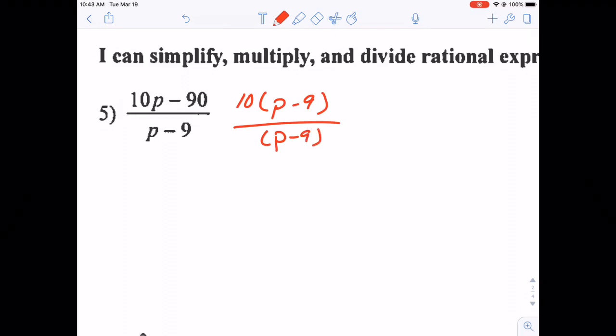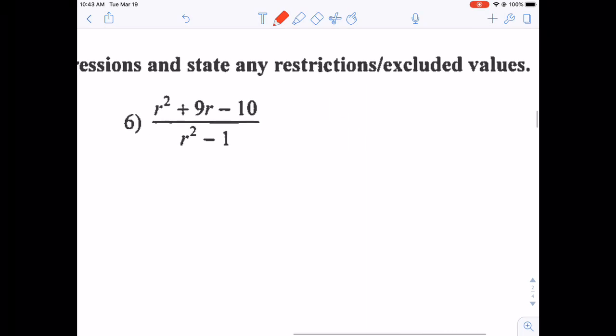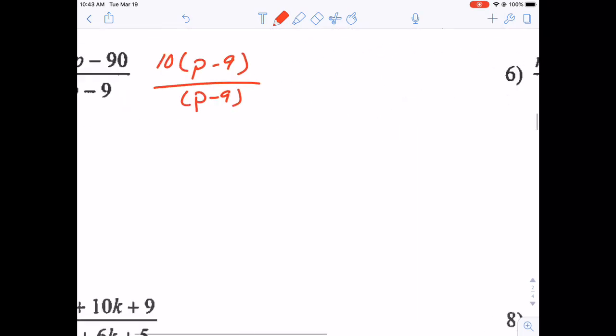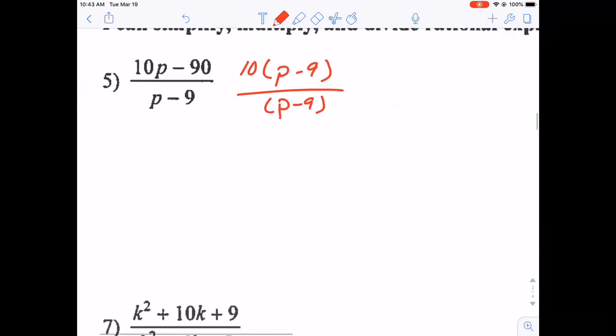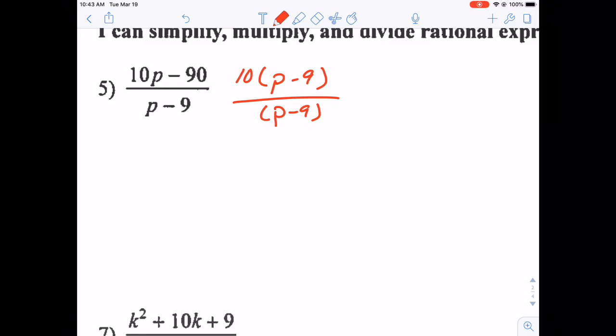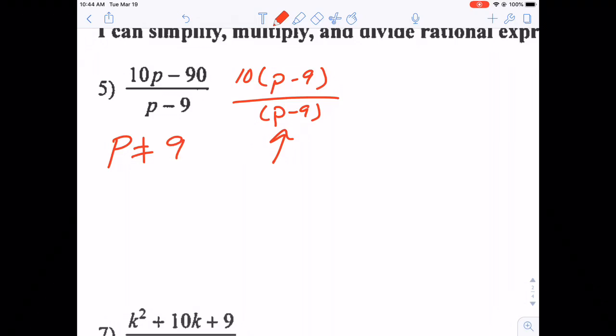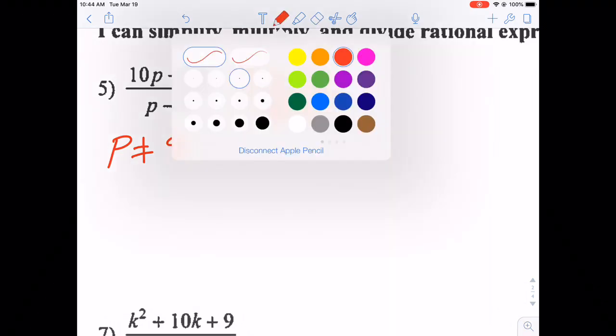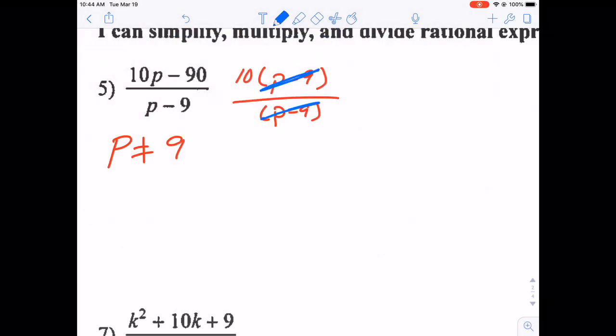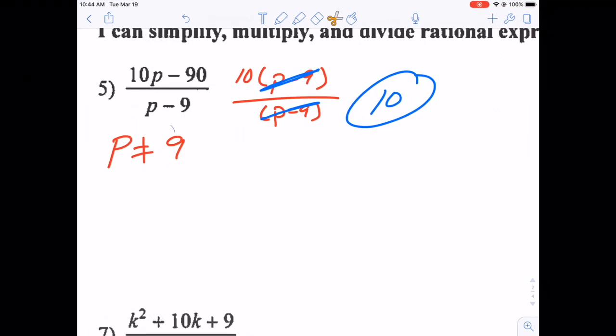Before I cancel anything out, I want to list my restrictions, right? State any restrictions or excluded values. The restrictions are with the denominator. So what would make the denominator equal to 0? p cannot equal positive 9, because if I plug positive 9 in, that would make the denominator 0. Now we cancel. The p minus 9s go away. So our answer is just 10. And of course, we include this restriction in our answer as well. So that's part of our answer, but they don't need to be listed right next to each other.